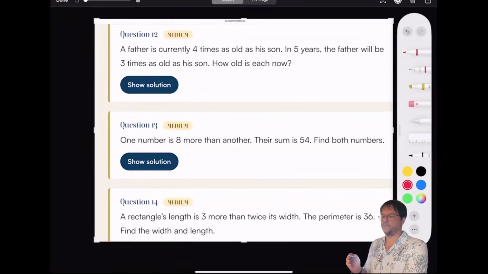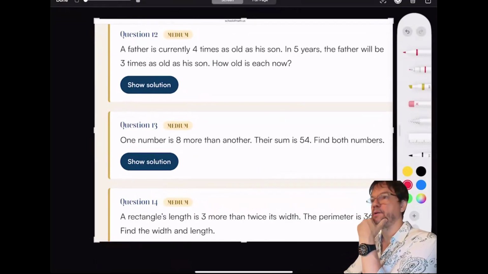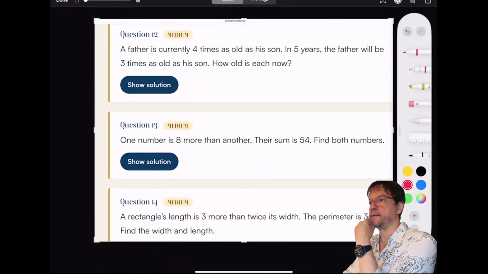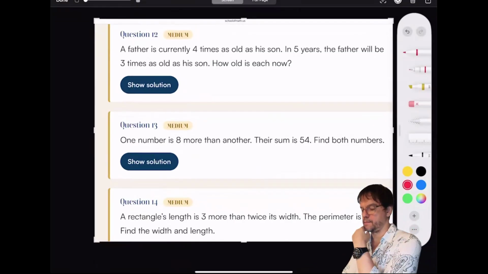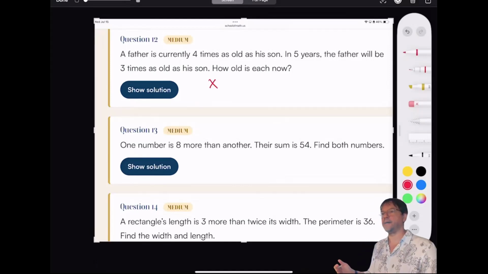A father is currently 4 times as old as his son. Okay, pay attention. Do you know the age of the son? No. x. Okay? So you don't know the age of the father as well. But you know how many times the age of the father is related to his son. How much? He's 4 times as old. 4x. Is that okay?